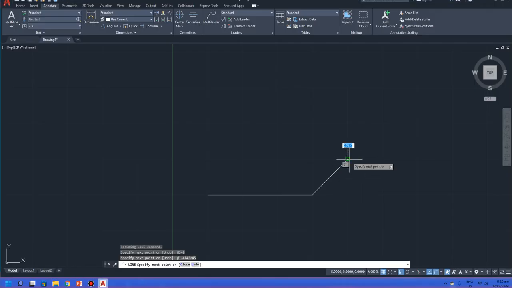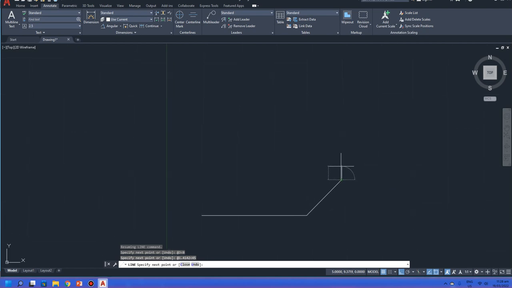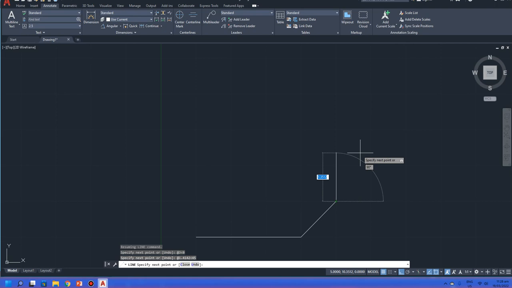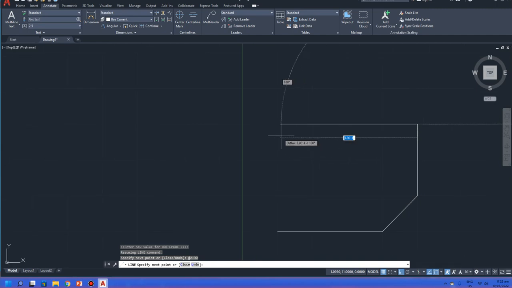And then our next point is here. The distance is 2, so type at, the distance of 2, and the angle is 90 degrees.